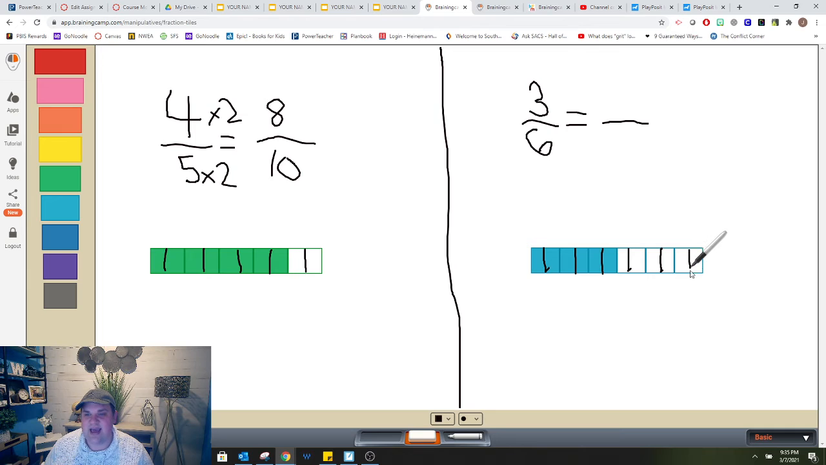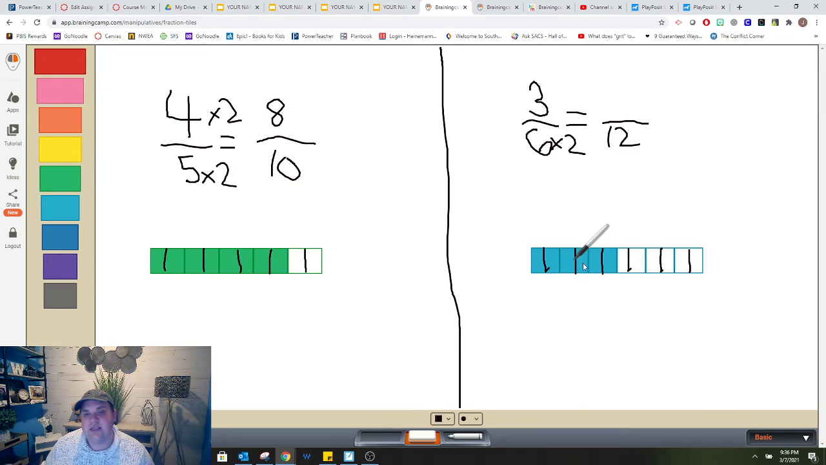And when I do that, I'm making 2 pieces out of 1. So I'm multiplying all those pieces by 2 because I'm now representing 2 pieces with each piece. And that means there's 12 total pieces now. Let's check. 1, 2, 3, 4, 5, 6, 7, 8, 9, 10, 11, 12. So 12 should be our denominator.